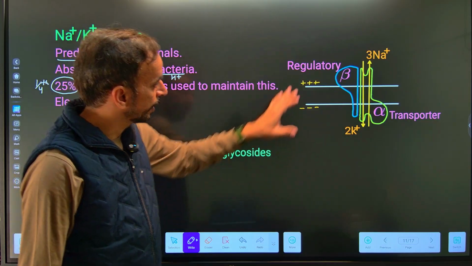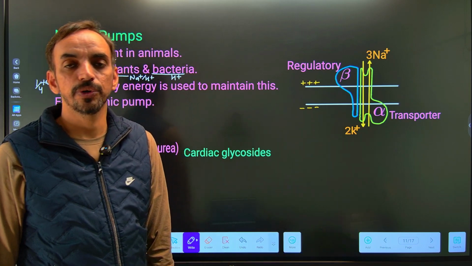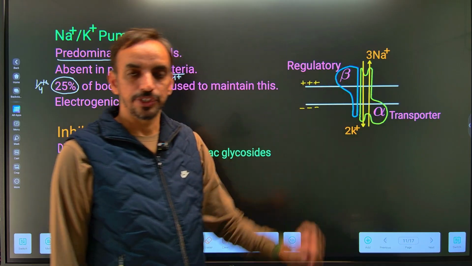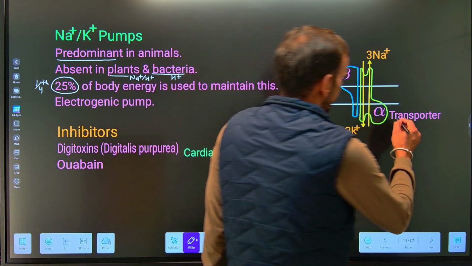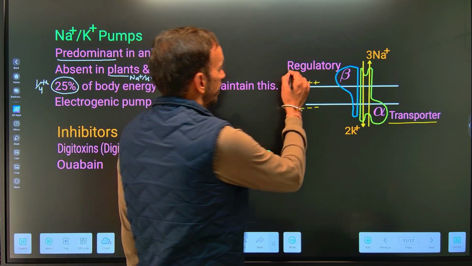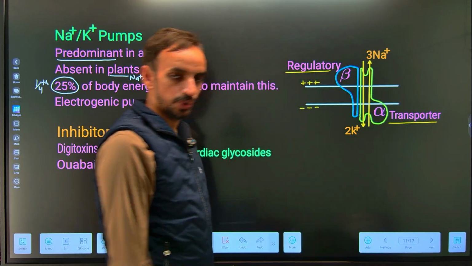कैसे बात कर लेते हैं. This is the structure of a sodium potassium pump. It is having two subunits, alpha and beta. The alpha subunit is a transporter unit, while the beta subunit is a regulatory unit.